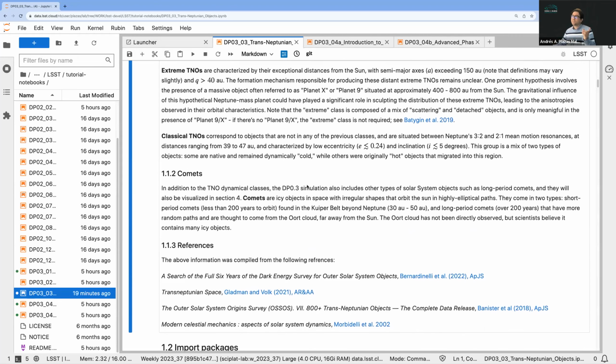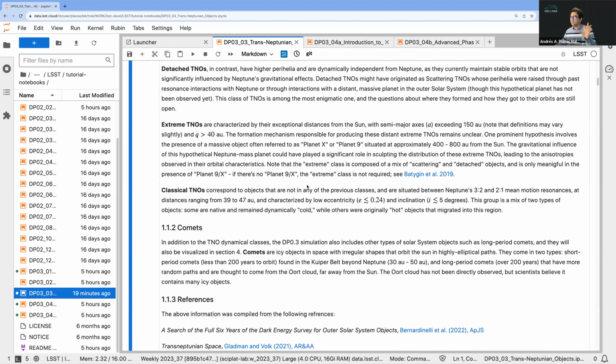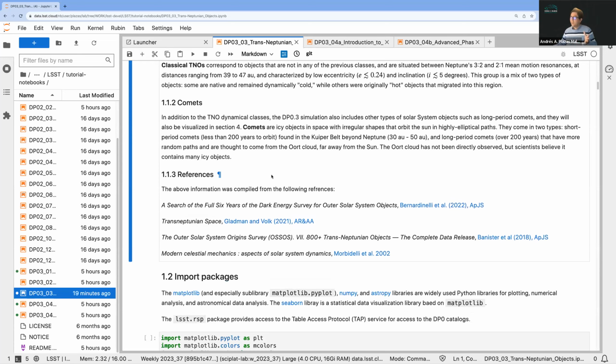I just mentioned colors of TNOs, but if you look carefully in the DP0.3 simulation, I believe we don't have colors for this particular type of objects, TNOs. We do have colors for other objects, but not for TNOs. That's a limitation of the simulation, but that's okay.